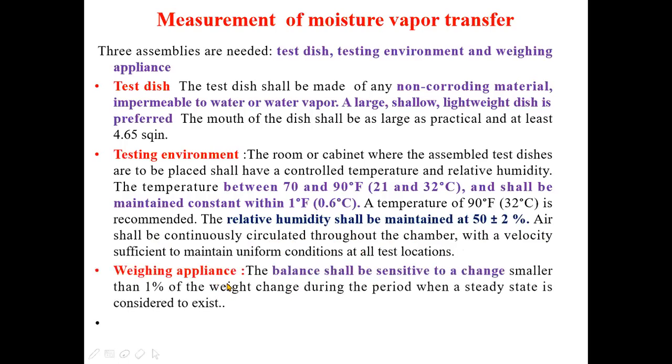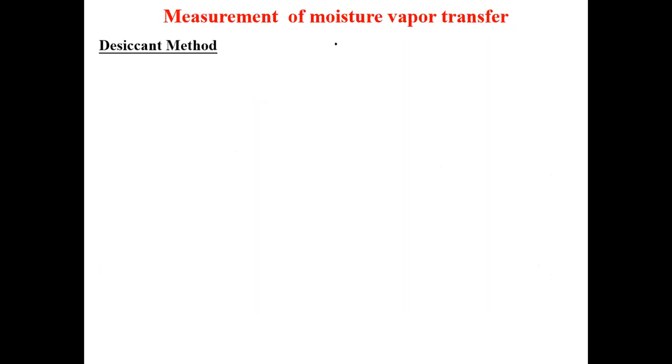Next is the weighing balance. The weighing balance shall be sensitive to changes smaller than 1% of the weight change during the period when the steady state is considered to exist. What I mean to say here is that since we have to express the moisture vapor in terms of the weight, or rather the weight difference, the balance should be accurate enough. It should be sensitive enough to detect a small change, 1% of the weight difference.